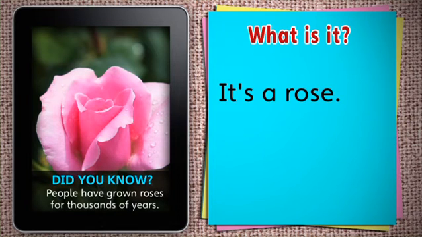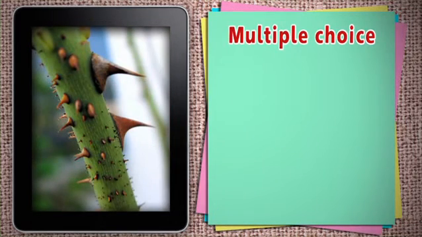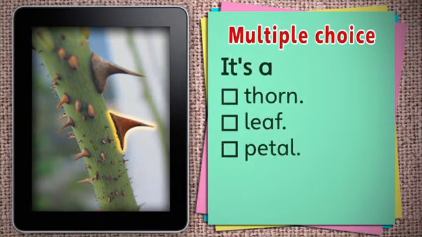What type of flower is this? It's a rose. Did you know that people have grown roses for thousands of years? What part of a rose is this? Is it a thorn, a leaf, or a petal? Oh, I know what that is. It's not a leaf or a petal. It's a thorn.